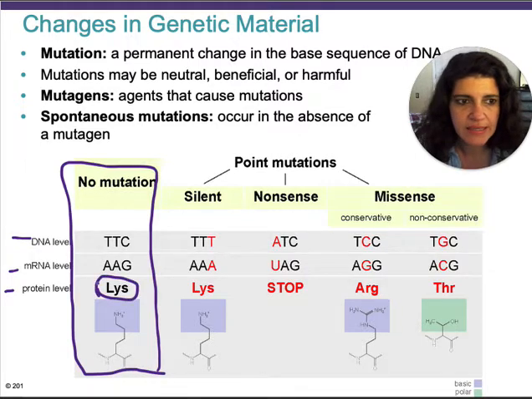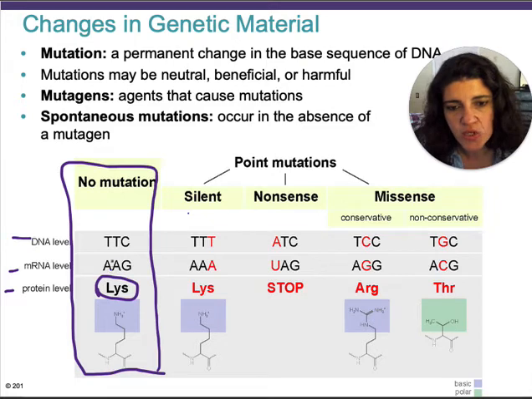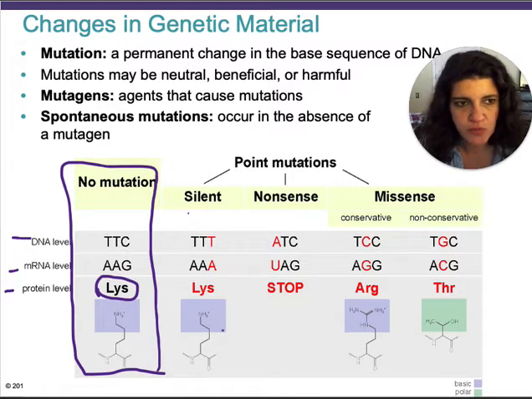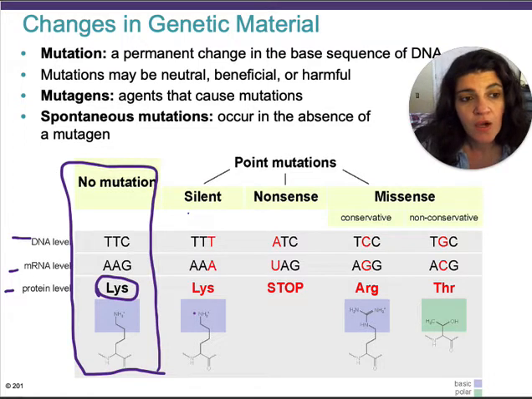What is a lysine? It's an amino acid that is coded by AAG at the mRNA level and TTC at the DNA level. Does it make sense? T pairs with A, C pairs with G. Okay. What would be a silent mutation in this case?